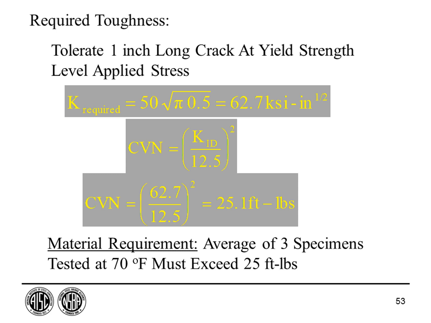Then we need to figure out what toughness we need, and this is just a simple elastic equation. But we're going to say we're going to tolerate a 1-inch crack completely through the member. So if we do that, and we'll say that yield strength, that means we need a toughness of like this. We convert that into a CVN value, and that says we need about 25 foot-pounds. So this would say that if we were doing this, we'd test 3 specimens, we test them at 70 degrees, and the average toughness must exceed 25 foot-pounds. And that's indeed how we've sort of set up the specification.